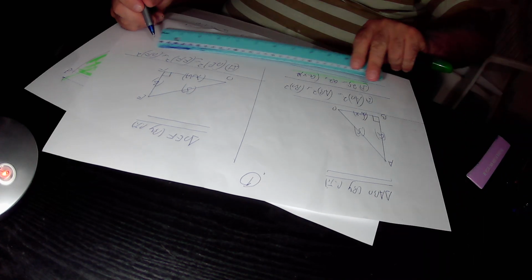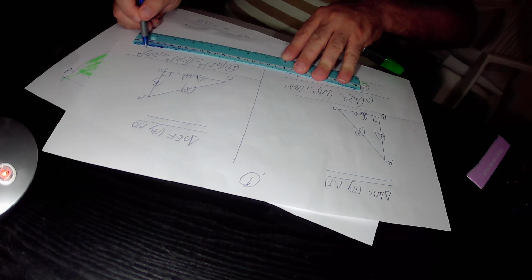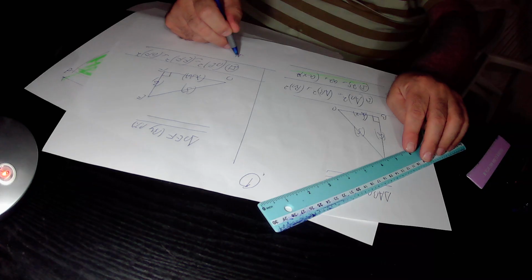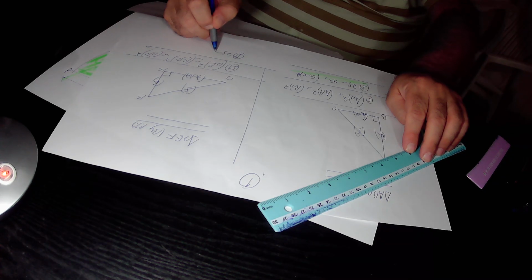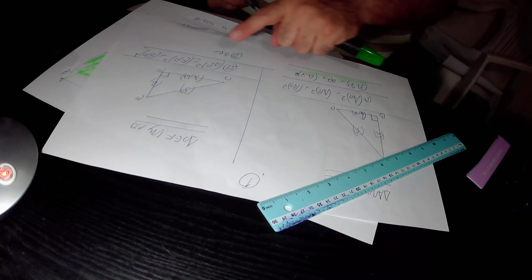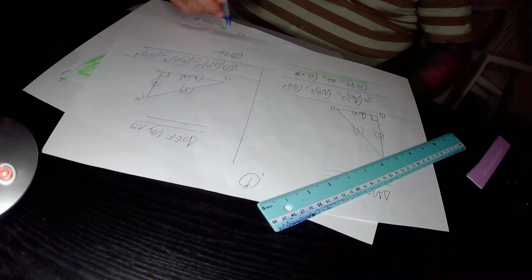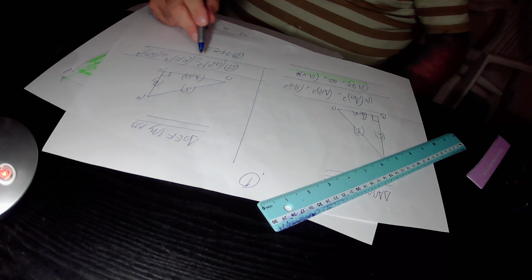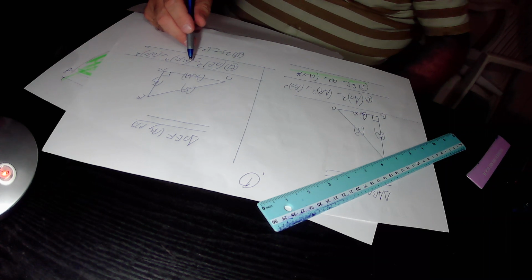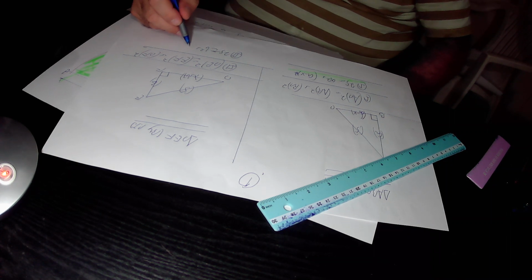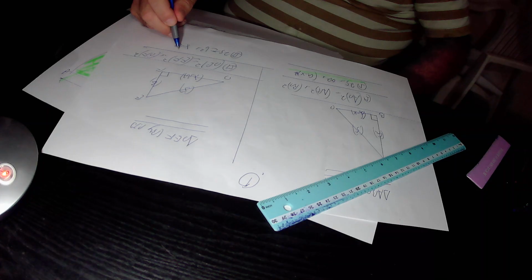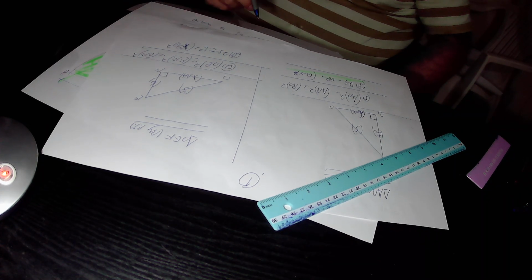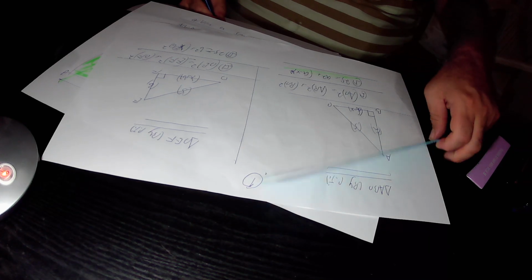OE is 5, therefore OE squared is 5 squared, that is 25. And it is equal to EF squared. EF is B, therefore EF squared is B squared, plus OF squared. OF equals X plus B, therefore OF squared equals X plus B squared. So in total, according to equation 2, we found out that 25 equals B squared plus X plus B squared.